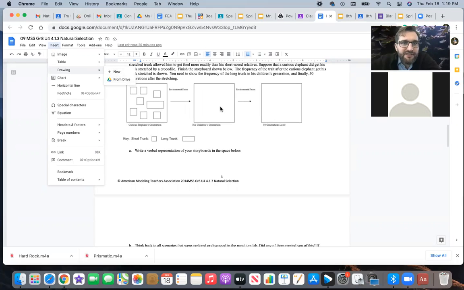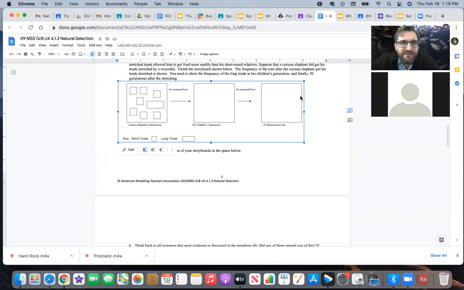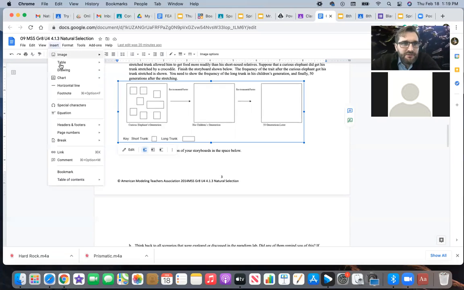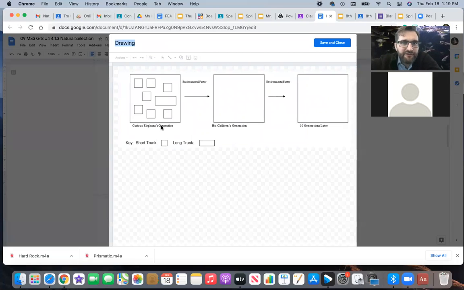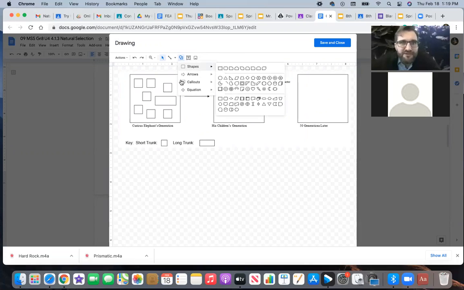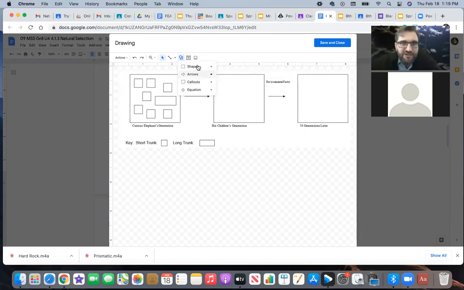I've already created a drawing. What I did was I copied this picture and then I went up to insert, drawing, and new. You should be able to paste in that picture. It looks a little something like this. Once it loads, you can use these little tools up here for entering pictures, and maybe you want to add a shape.